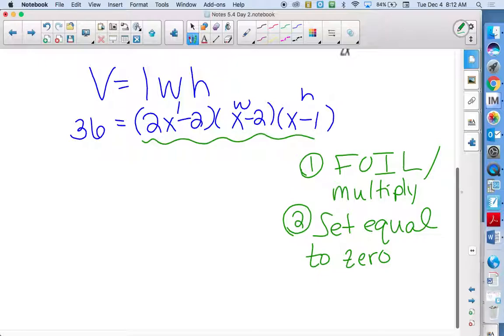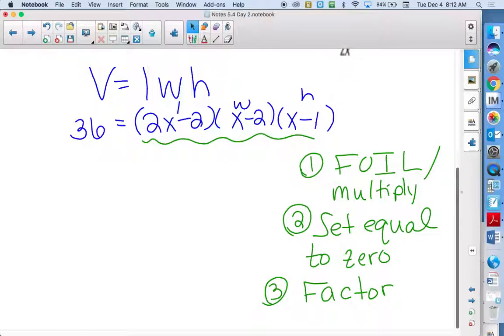So we set up the problem. You're going to FOIL multiply. You're then going to set it equal to 0. And then the last step would be to factor. So it's actually a pretty involved problem. Because you have to think, how does it get set up? And then you have to FOIL. And then we have to set it equal to 0. And then we're going to factor it. So you're FOILing it to get it equal to 0 to go back and factor it.